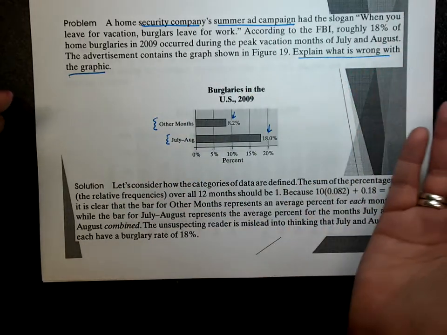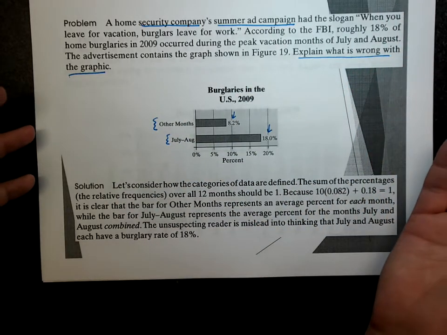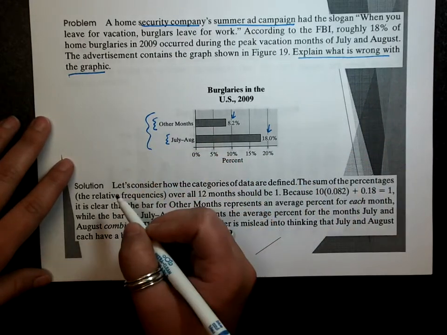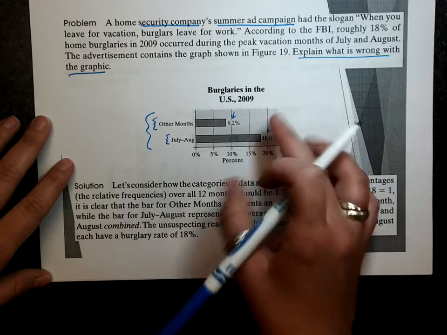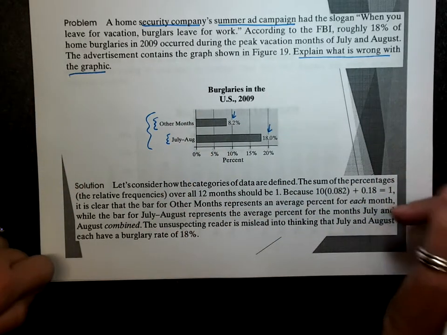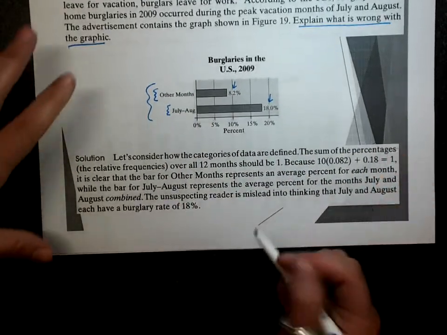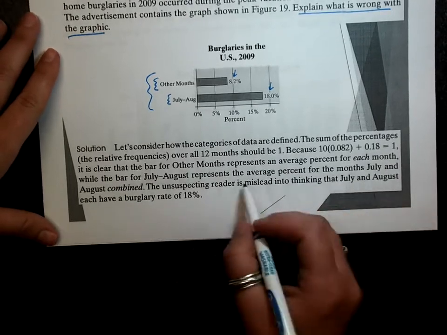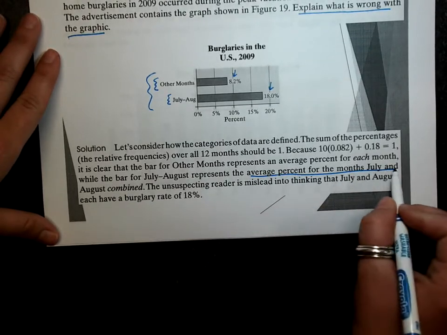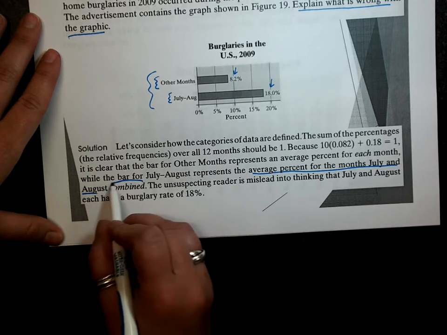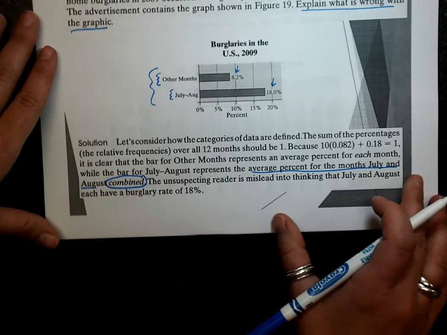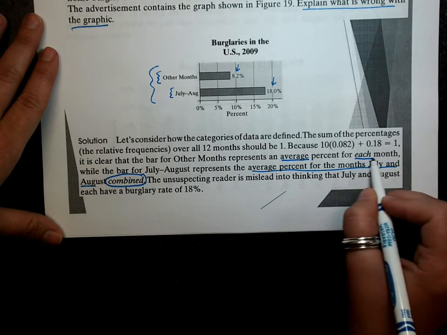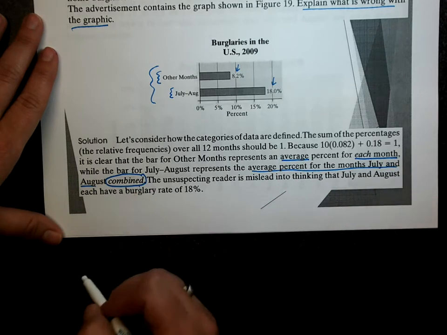So the first question is, where are those numbers coming from? They don't add to 100%. If this represents the entire calendar year, these should represent 100% of the information. So it discusses that, and it tells us that the average percent for the months of July and August have been combined, and the other months have been averaged. An average for each month versus a combined average.